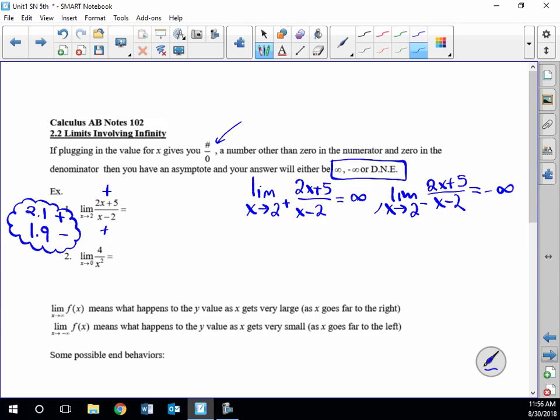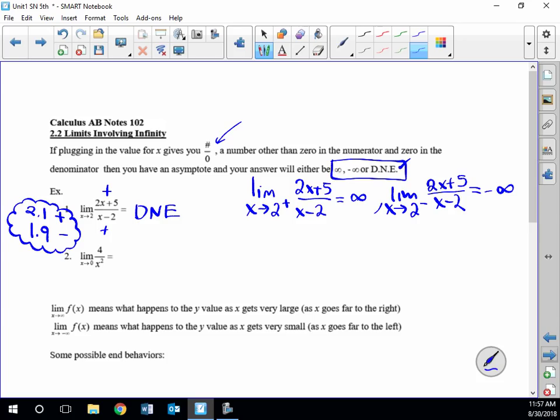Notice that these two one-sided limits don't match. So that means that our answer has to be D and E for number 1 here. So this is D and E, and the reason is because the two one-sided limits don't meet up or match.